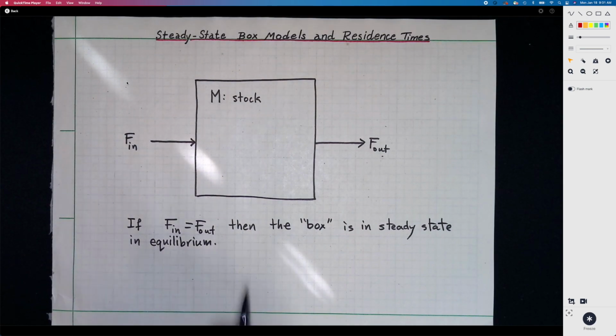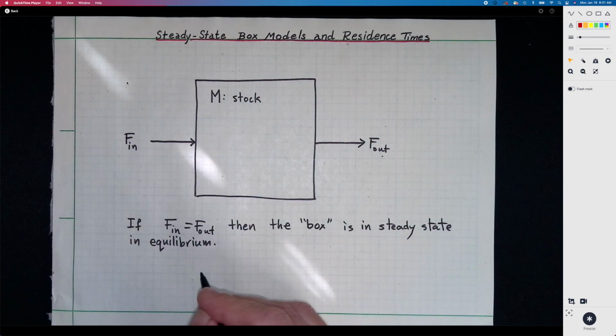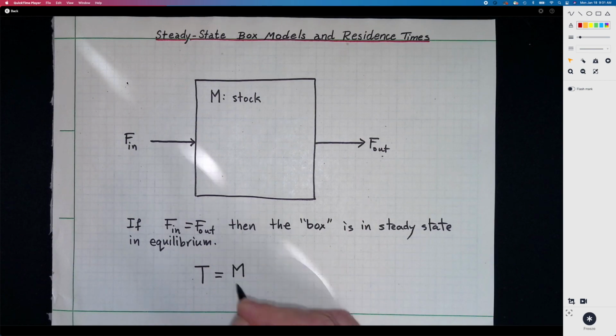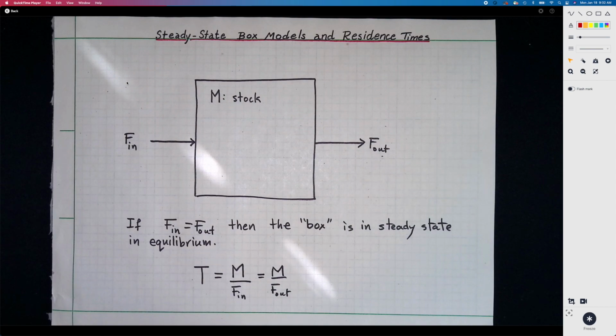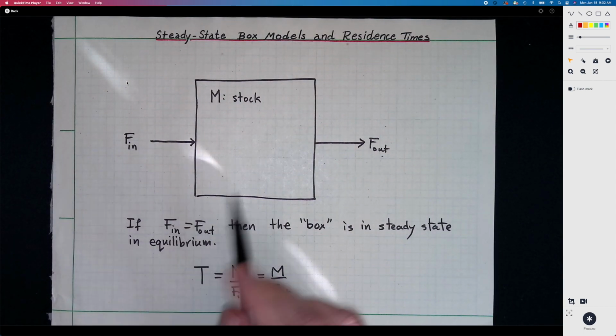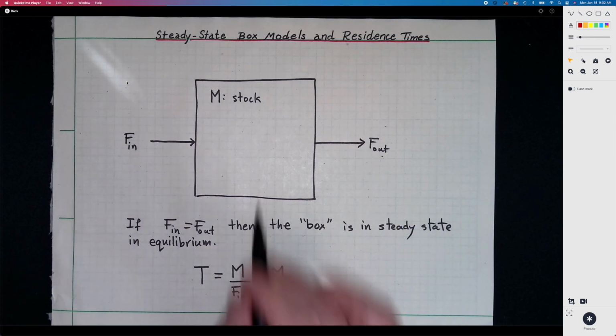When that's the case, the mean amount of time the substance spends in the box is given by T, which is equal to the stock divided by the flow in, or equivalently, the stock divided by the flow out, because the flow out is equal to the flow in. Now, if we have a non-steady case where the amount of the stock is changing with time, then this formula will not be right, and we would need a more sophisticated way to think about the residence time of material or substance in the box.